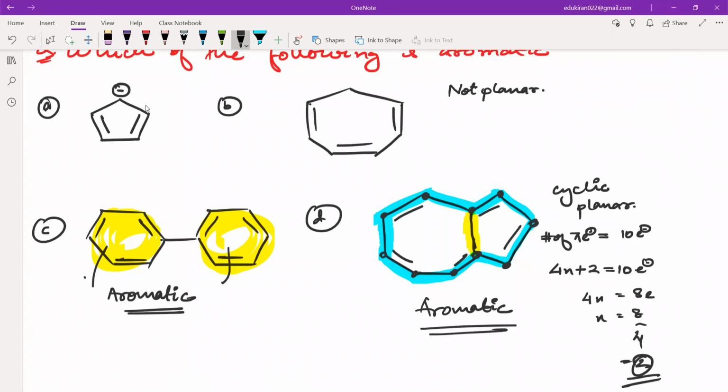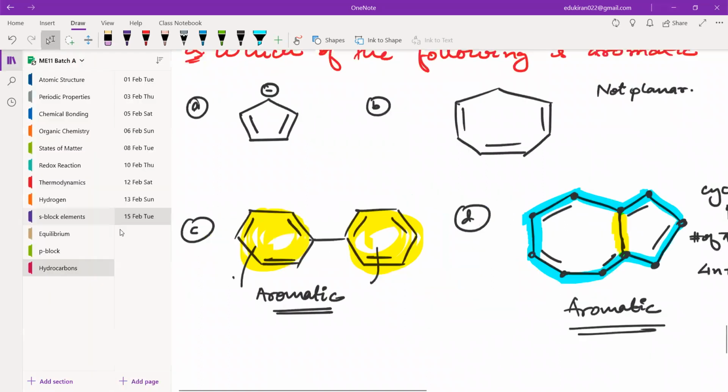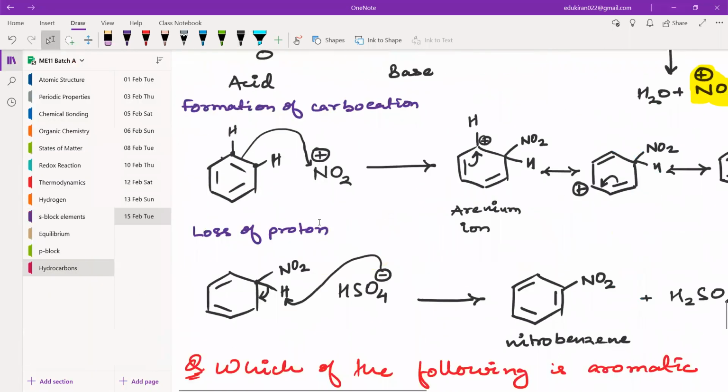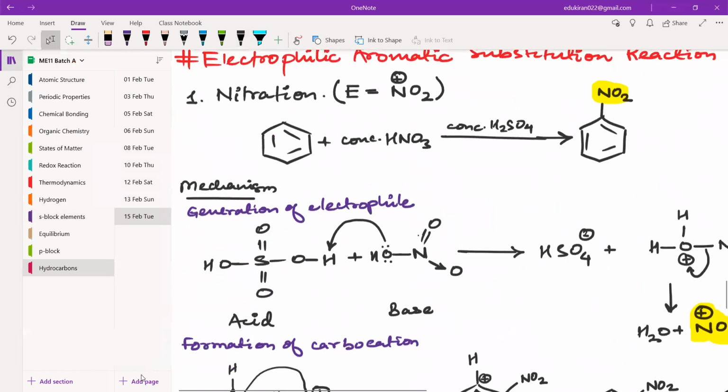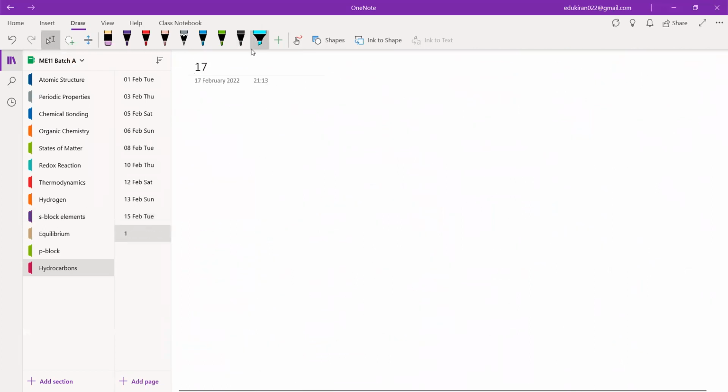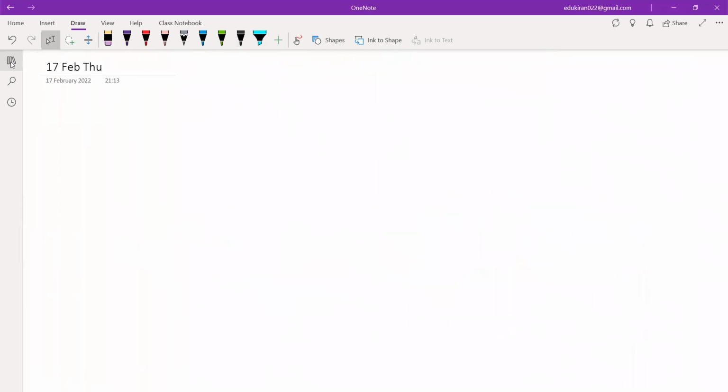So let us continue our electrophilic aromatic substitution reactions. I hope you have done till nitration in your notebook. Today we will be doing halogenation and others also. 17 Feb, Thursday.